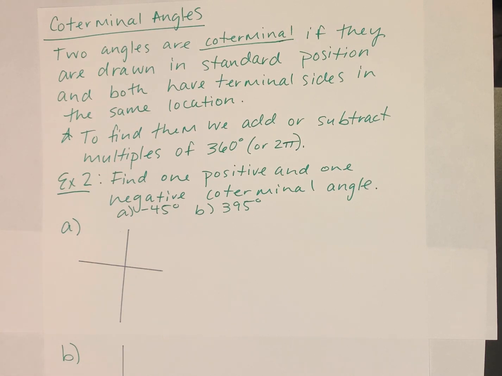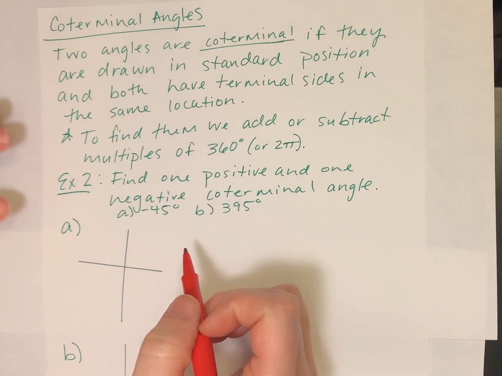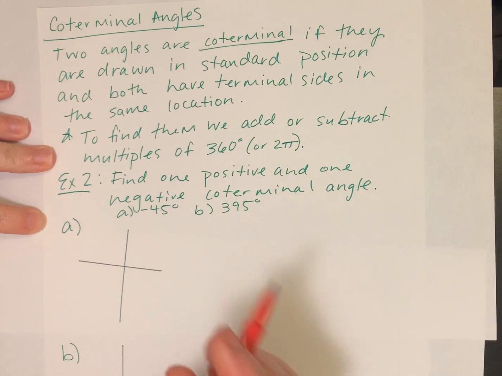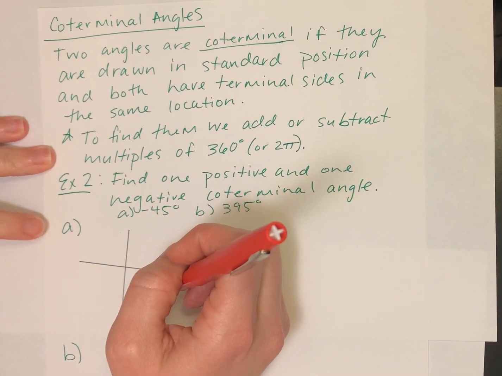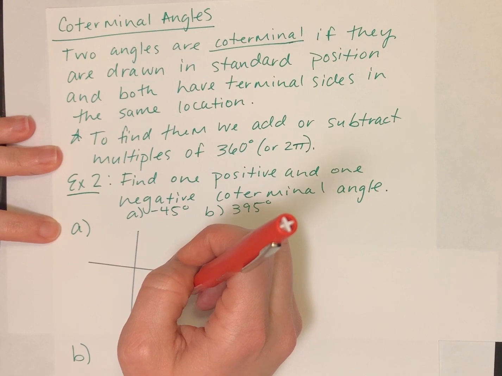Example 2, we're going to find one positive and one negative coterminal angle for A, negative 45 degrees, and B, 395 degrees. Okay, so to find these positive and negative coterminal angles, we're just going to add or subtract 360 degrees.